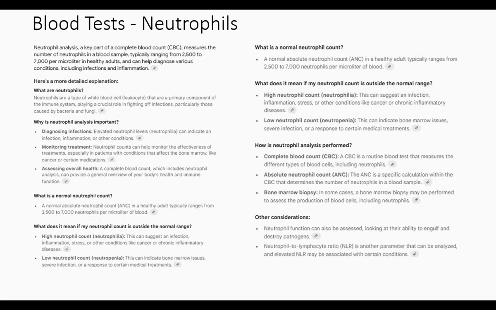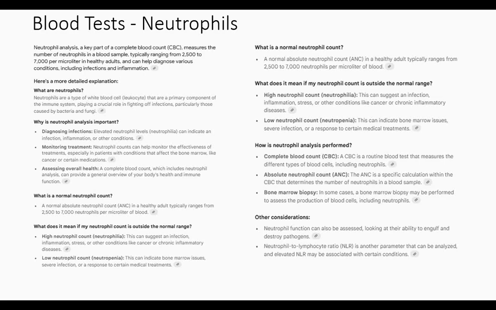neutrophils. So neutrophils, this is a key part of a complete blood count. It checks the number of neutrophils in a blood sample, ranging between 2,500 and 7,000 per microliter in healthy adults. It can help check for various conditions like infections and inflammation. Now why is it important? Diagnose infections, monitor treatment, assess overall health. What is a normal neutrophil count? It ranges between 2,500 and 7,000 neutrophils per microliter of blood.